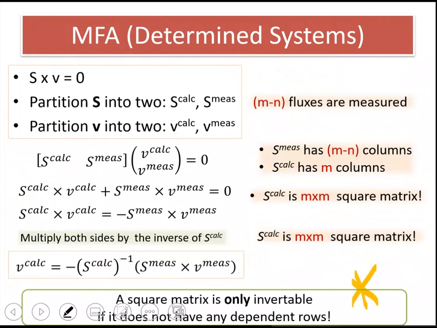A square matrix, so in order to take the inverse, a matrix has to be square. But it is not enough to take the inversion. A square matrix is only invertible if it doesn't have any dependent rows, if it doesn't include any dependent equations. I will talk more about this. Last week we have already talked about dependent, independent equations when we defined degrees of freedom.